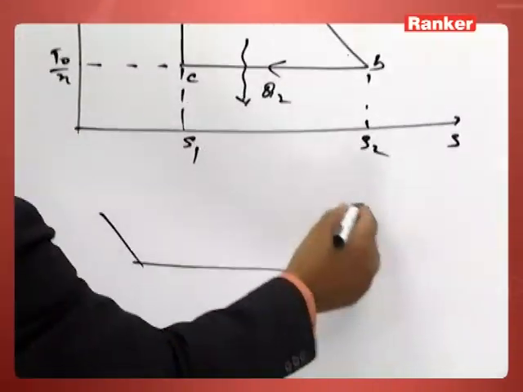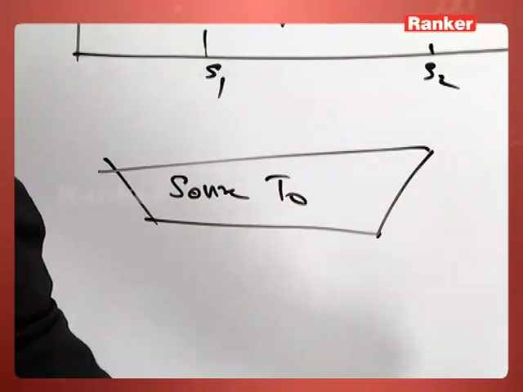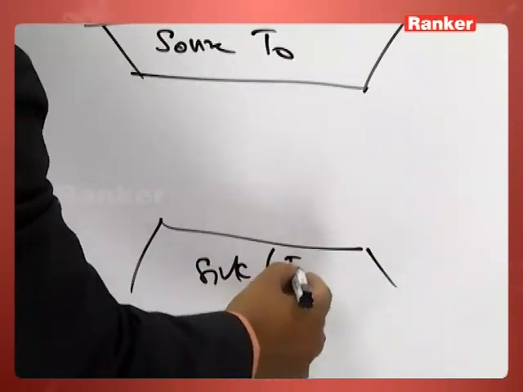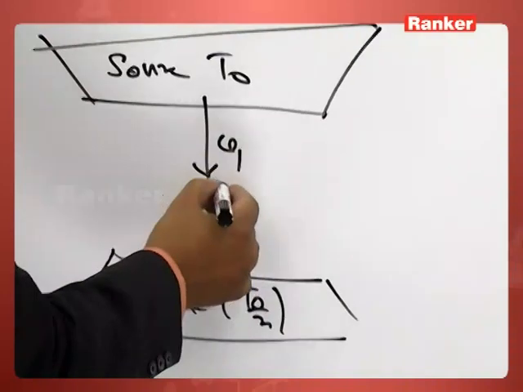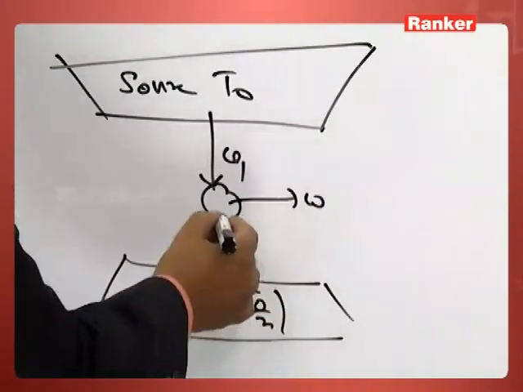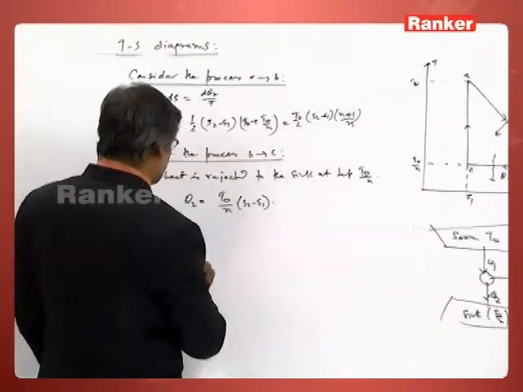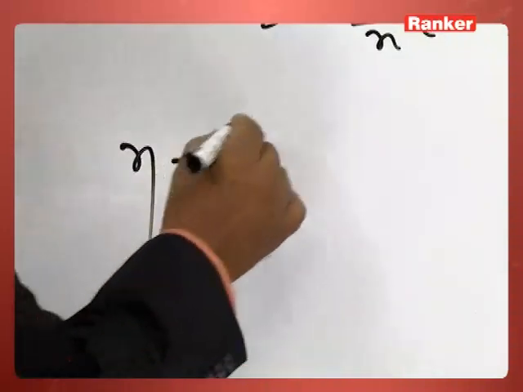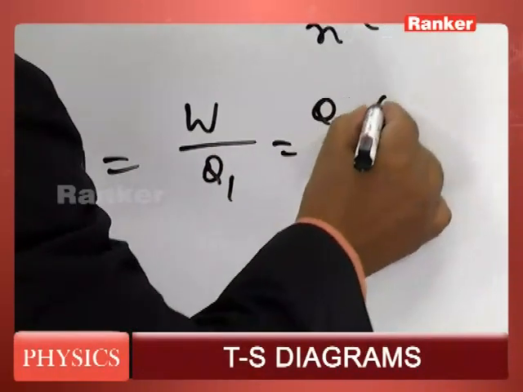So the final thing is that this is the source at a temperature here, and we have a sink at a temperature T0 by N. It takes Q1 amount of heat, converts it into work, and some amount of heat Q2 is rejected. So again we define the efficiency of the engine as work by Q input.